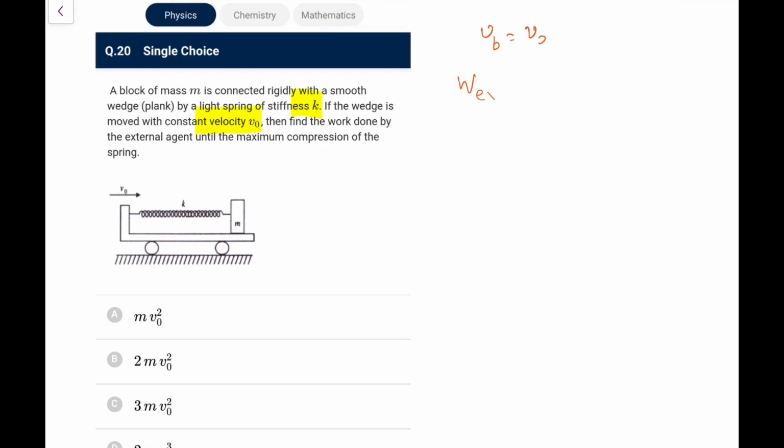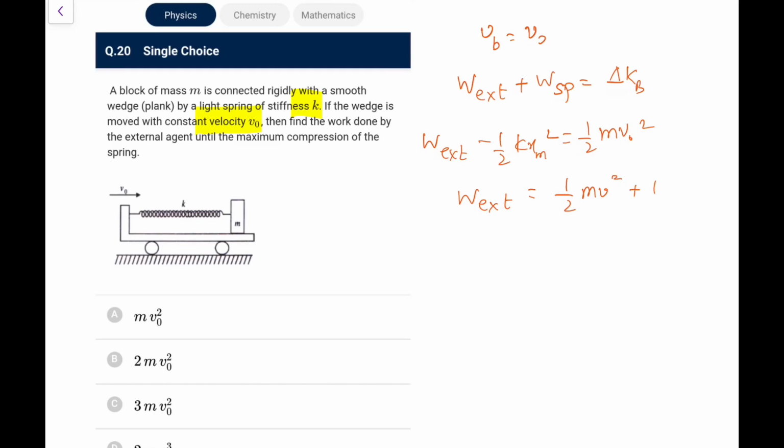So applying the work energy theorem on the block, W external plus W spring must be equal to delta K of the block, that is half m V0 square. The spring work would be minus delta U spring, that you can write as minus half k x max square, because its work would be negative, and W external is what you are required to find. So W external would be equal to half m v square plus half k x max square, that is what you are going to write.